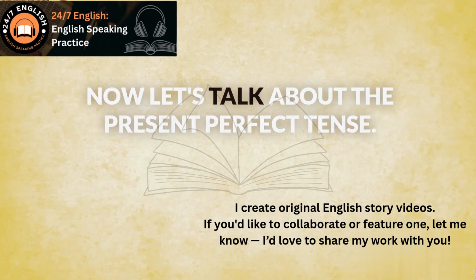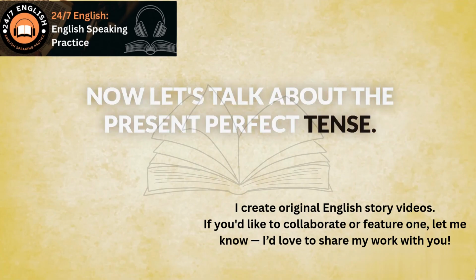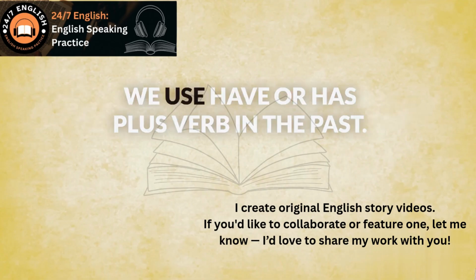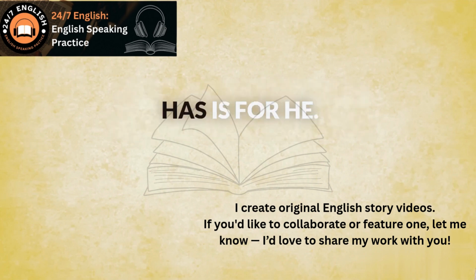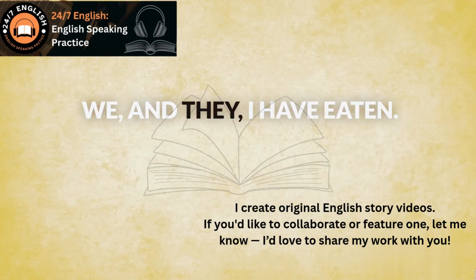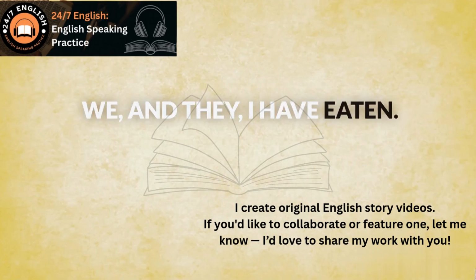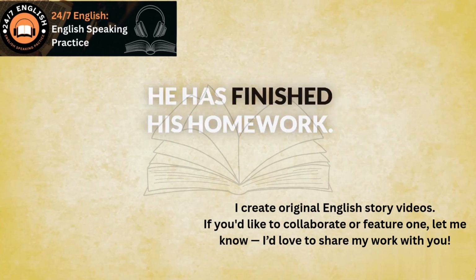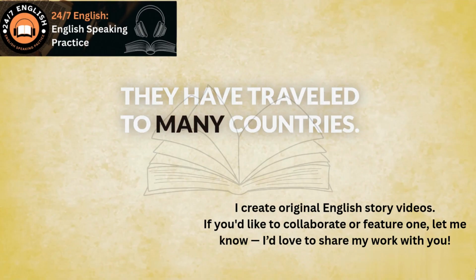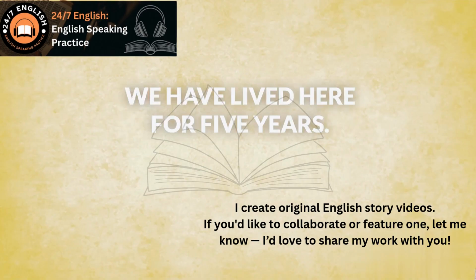Now, let's talk about the present perfect tense. The present perfect is special. We use have or has plus verb in the past. Has is for he, she, and it. Have is for I, you, we, and they. I have eaten. He has finished his homework. They have traveled to many countries. We have lived here for 5 years.